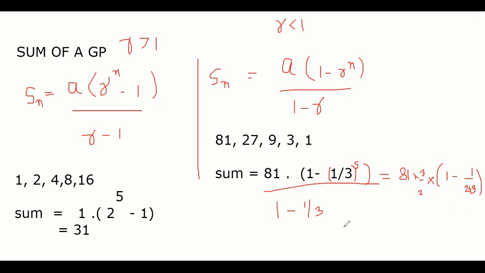So 1 by 243. When you solve, it becomes 81 into 3 by 2 as it is, into 1 minus 1 by 243. So it becomes 242 by 243. Basic fraction subtraction. So 81 into 3 is 243, and 243 and 243 cancel. 242 by 2 is 121.